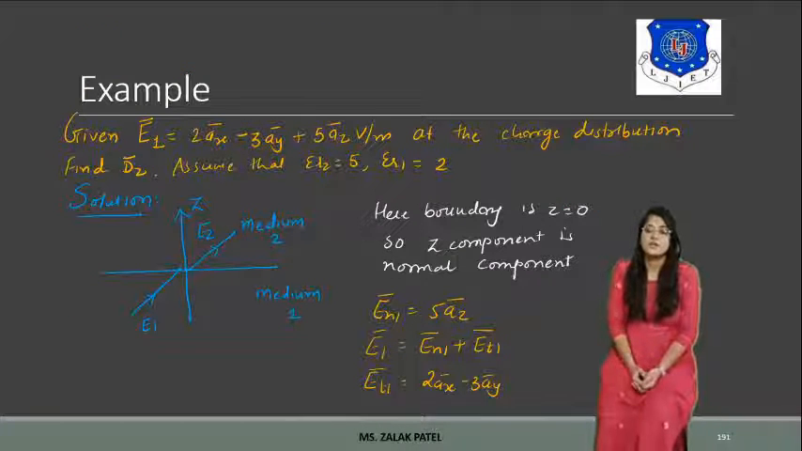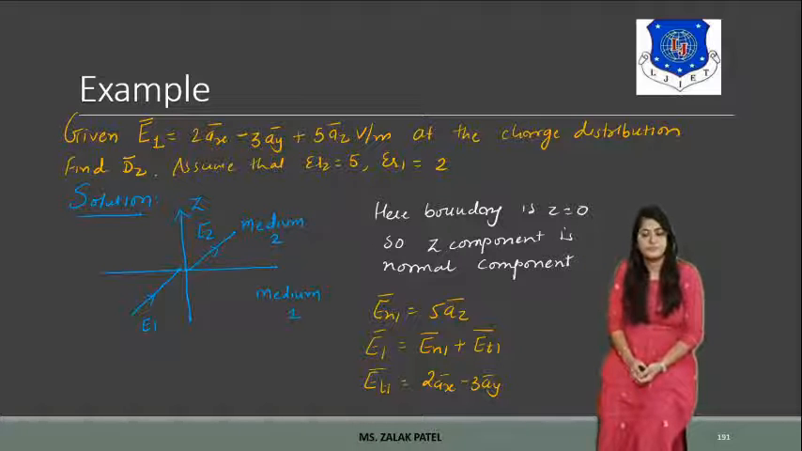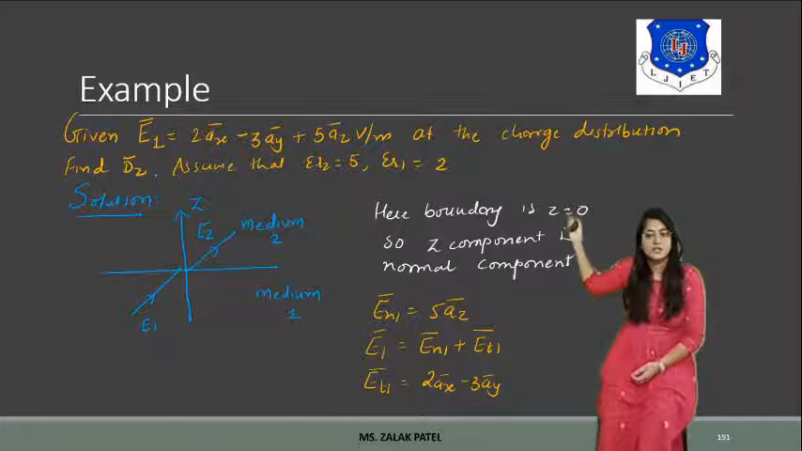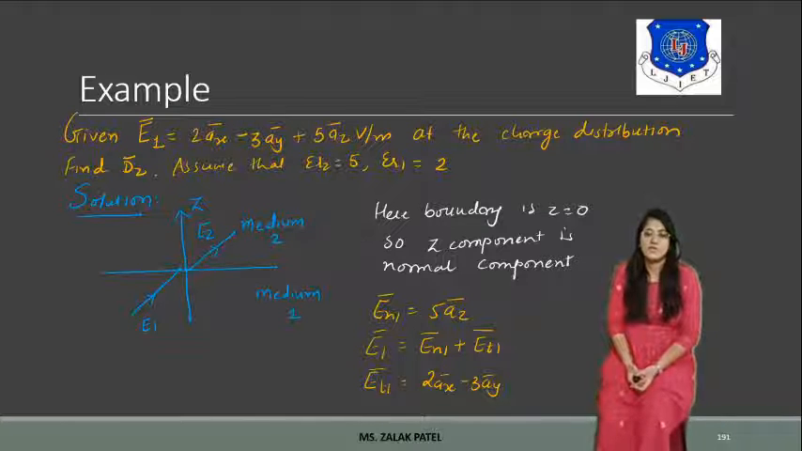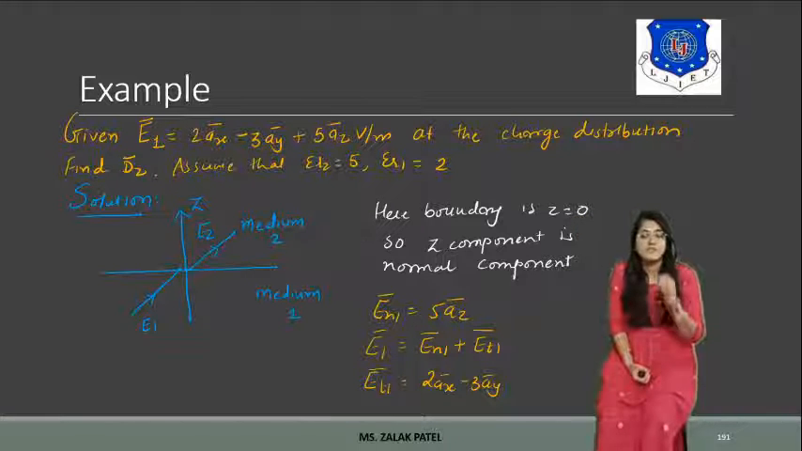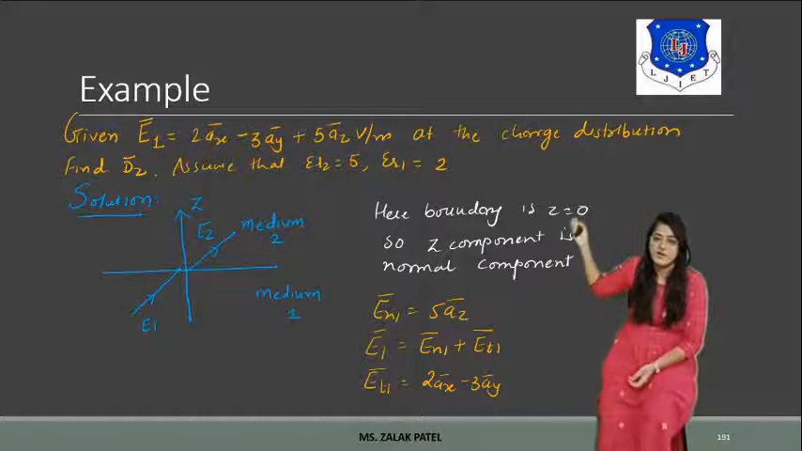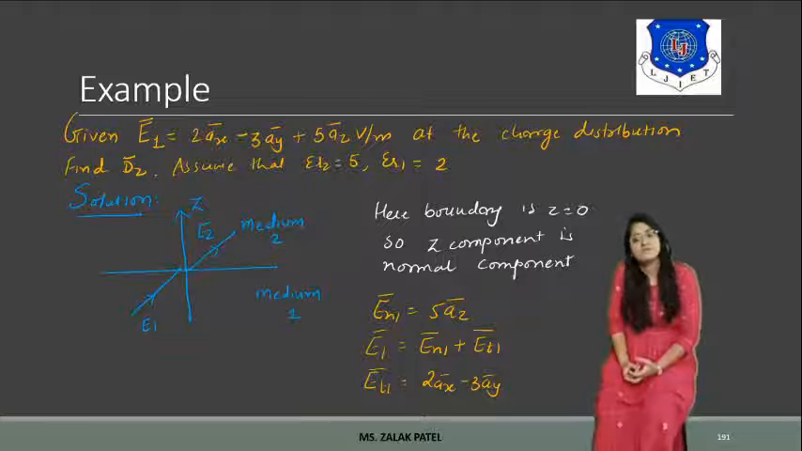So based on the electric field boundary condition, let's see one example. The problem statement is: E1 bar, the electric field, is given as 2ax minus 3ay plus 5az volt per meter at the charge distribution. You have to find D2 bar, the flux density in medium 2. Assume that the relative permittivity epsilon R1 is 2 and epsilon R2 is 5.